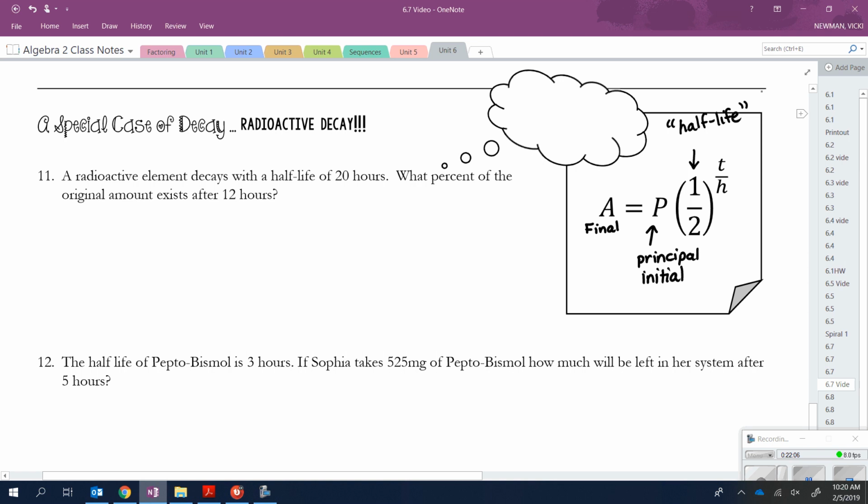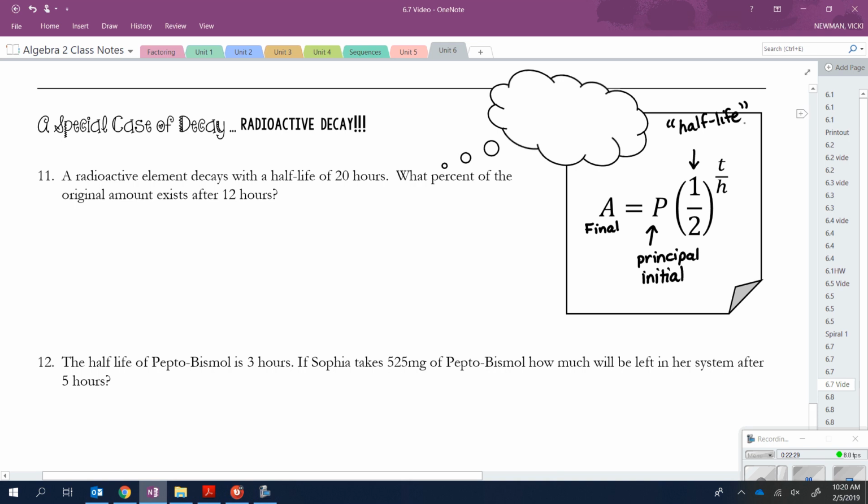What if it says doubles? What goes in those parentheses? What if it says triples? 3. Yes? What would be quarter life? 1/4. Yes? I don't think they'd ever write that, but hey, who am I?